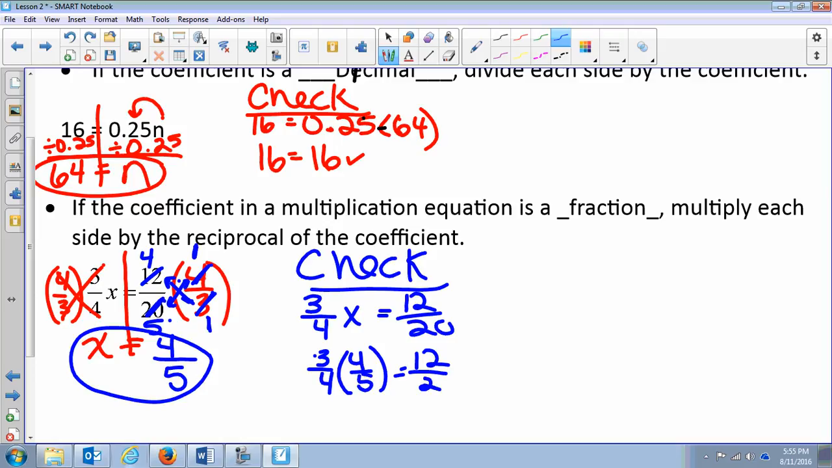equals 12/20. Now I want my answer to be 12/20 for it to be correct. So I'm going to multiply 3 times 4 gives me 12. 4 times 5 gives me 20. And in fact, that equals 12/20. So I know my answer of 4/5 is correct.